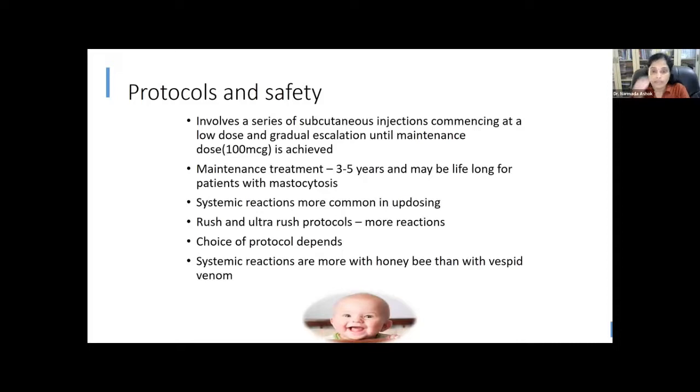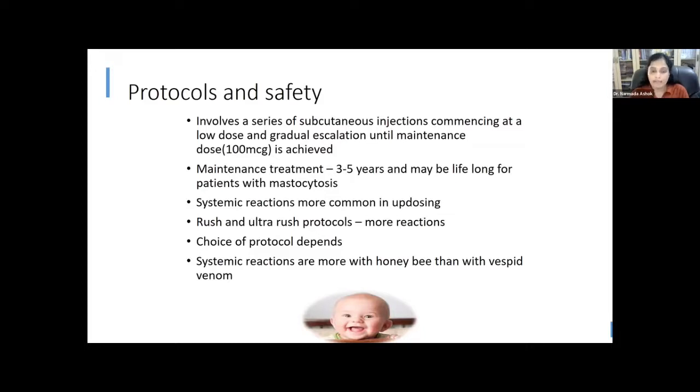The protocols involve a series of subcutaneous injections, again commencing at a low dose, and we gradually escalate. This maintenance dose of 100 micrograms is maintained looking at the concentration of the toxin that is released. We discussed that in bee venom it was somewhere about 140 to 150 micrograms. So that is why we are going up to this maintenance dose. It is continued for about 3 to 5 years, and sometimes we may need to give it lifelong when there is systemic mastocytosis.